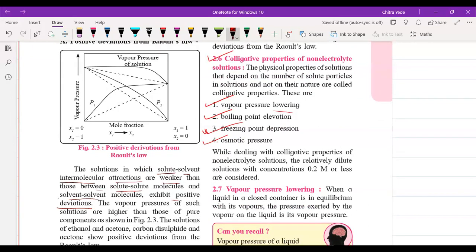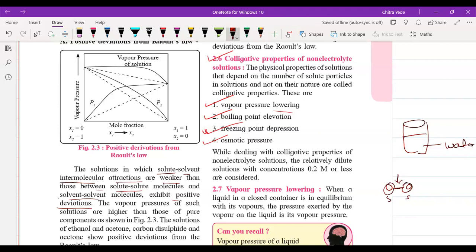When positive deviation takes place, when solute solvent interaction... See, suppose here we have the solution. Here we have the solvent, so there must be solvent particle and solvent particle having interaction. Suppose we have taken water, beta. We know there is a force of attraction between two water molecules, right? That force of attraction is nothing but the interaction between solvent and solvent particle. It is going to be weak.